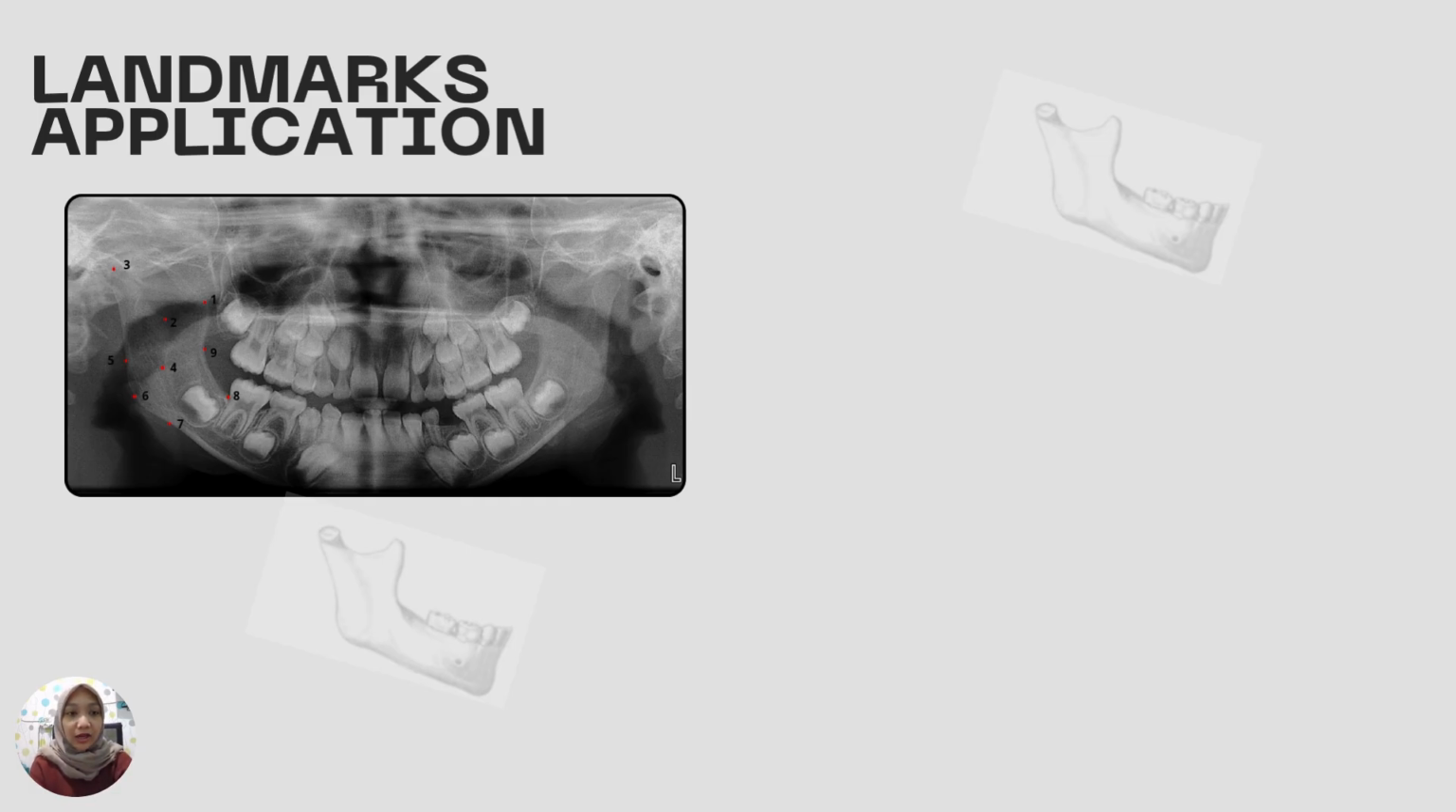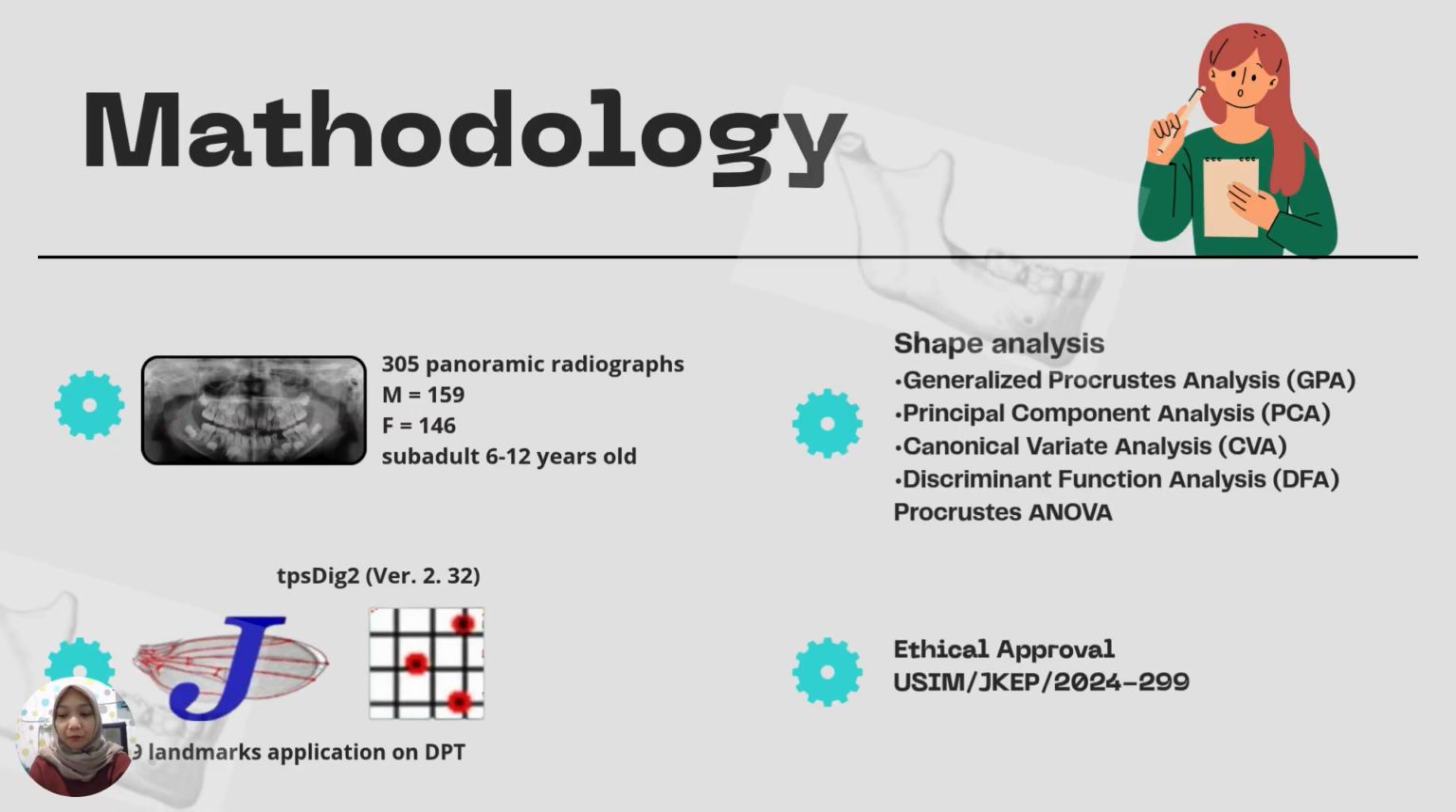This shows the landmark application, with nine landmarks. One is the coronoid, two is the mandibular notch, three is the condyle superior, four is the inferior alveolar nerve, and five is the posterior ramus. Six is the gnathion, seven is the body mandibular notch, eight is the first molar, and nine is the anterior ramus.